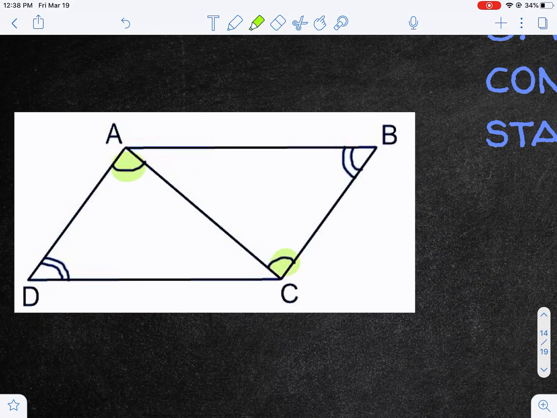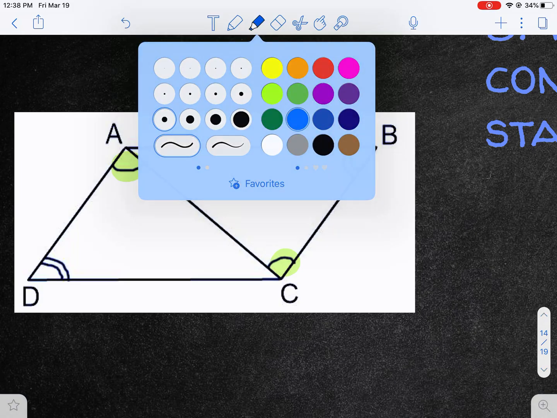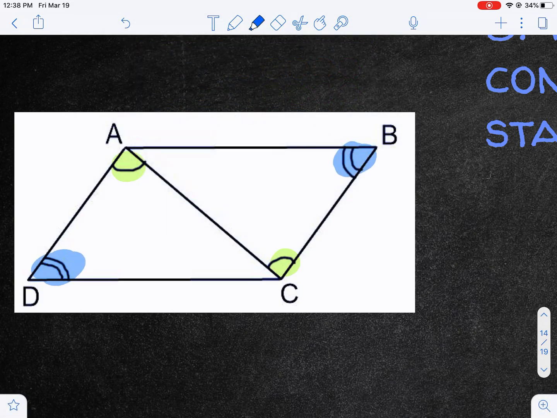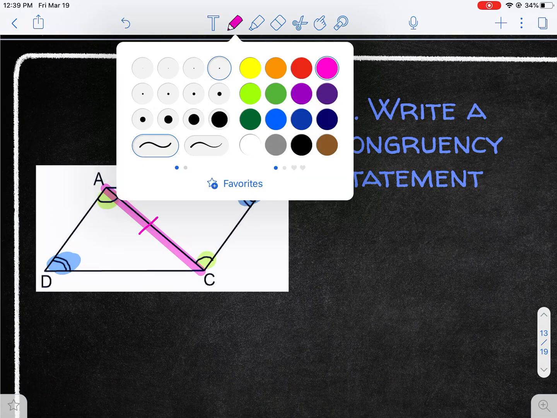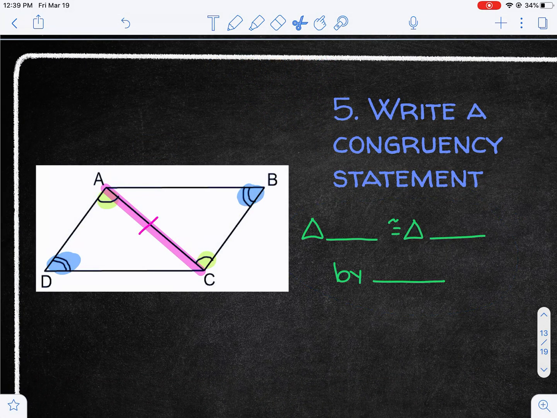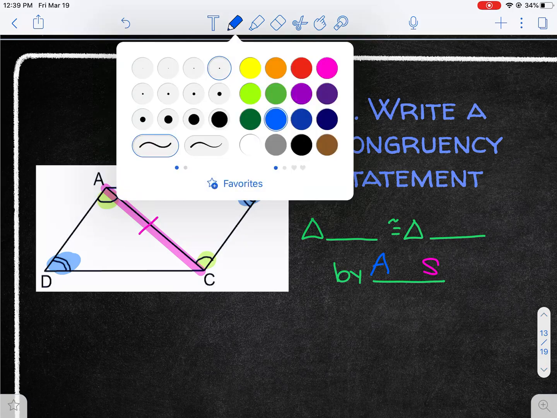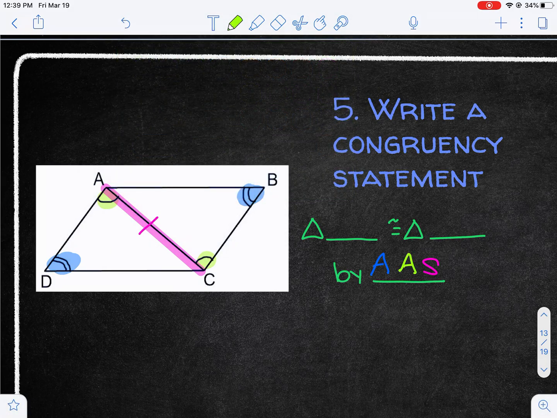All right, looking at this example, I have A and C that match up, D and B match up, and then both triangles have this side AC. So I have angle, angle, side here. Or you could call it side, angle, angle, either way works. So my blue angle, my green angle, and then my pink side.